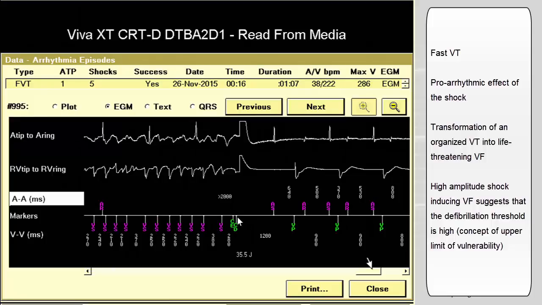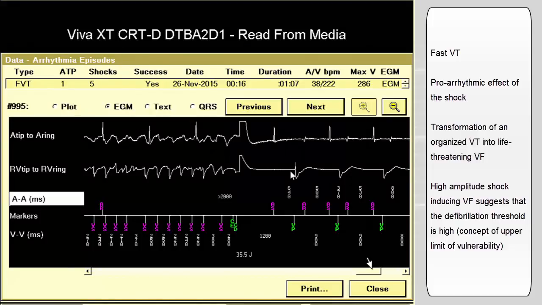We were not surprised that so many shocks were required to reduce the ventricular fibrillation. Indeed, if you induce a ventricular fibrillation with a maximal energy shock, then there is a high risk that the next shock at the maximum energy will not reduce the arrhythmia. This is based on the concept of upper limit of vulnerability. There is a direct relation between the energy that induces arrhythmia and the energy that will reduce the arrhythmia.